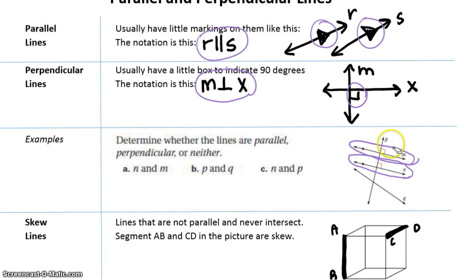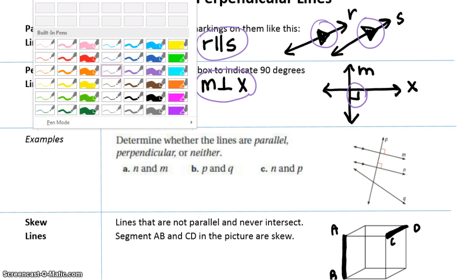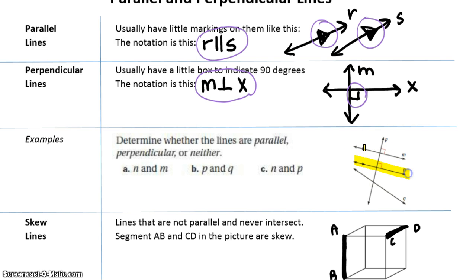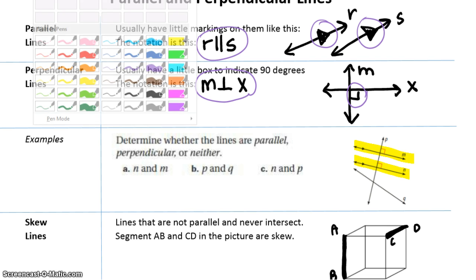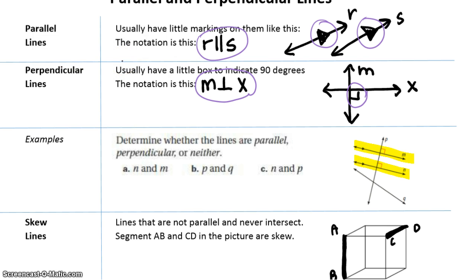Well, they're not perpendicular because they don't cross over each other, right? Matter of fact, I'm going to use a highlighter because I think the highlighter is going to be easier to see. These two lines look like they're what? Parallel, perpendicular, or neither? Well, because they have these little markings on here, they are parallel. So those two lines are parallel.